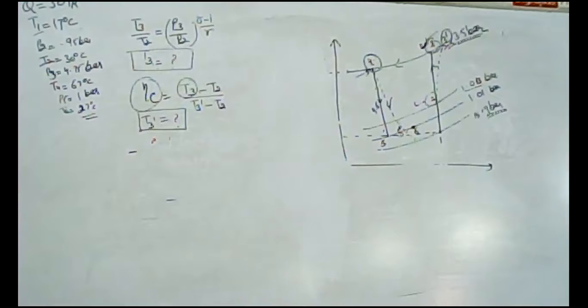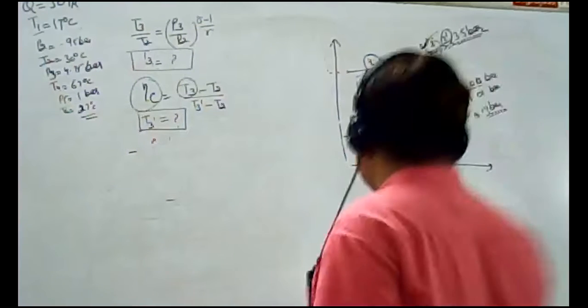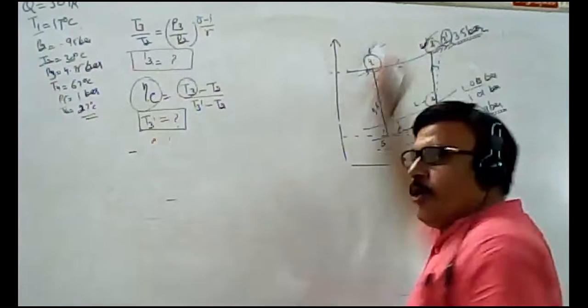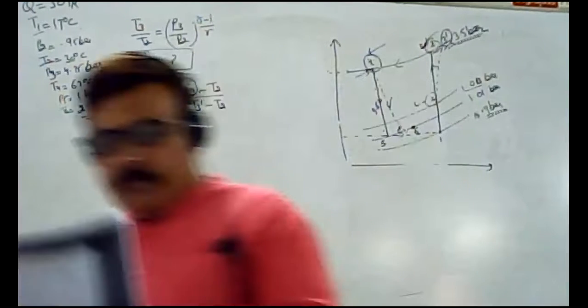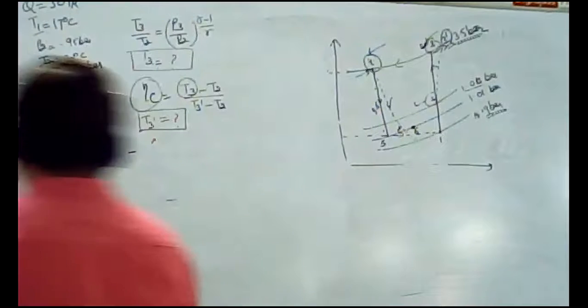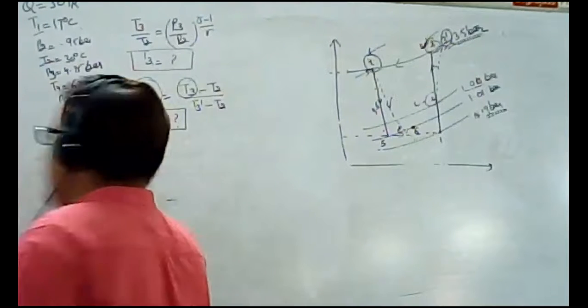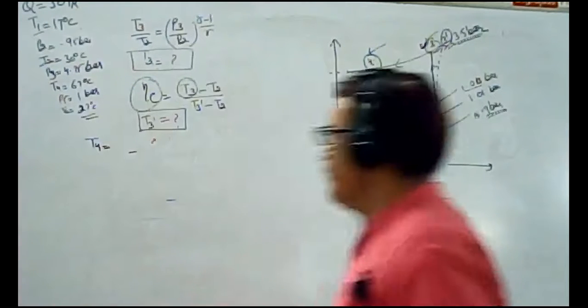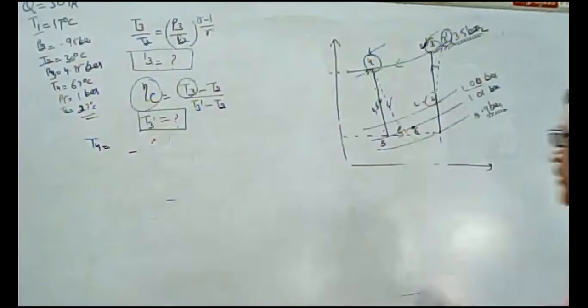Okay. So next, what will be the value of T4? 67 degree centigrade. T4 by T5 equals P4 by P5 to the power gamma minus 1 by gamma.